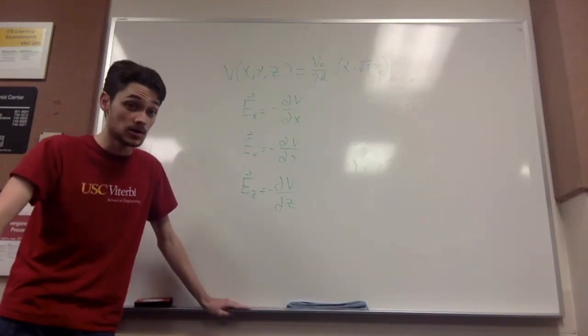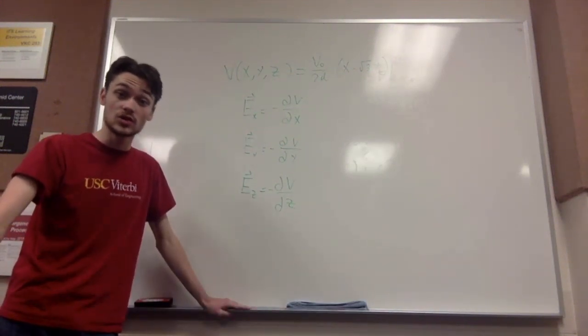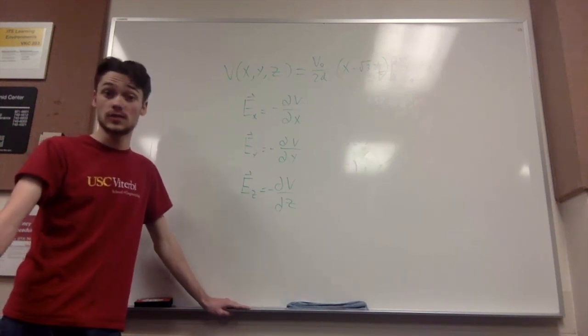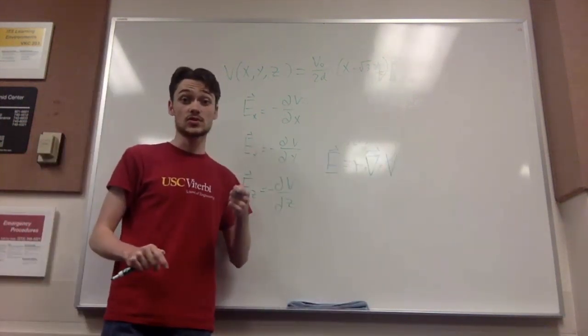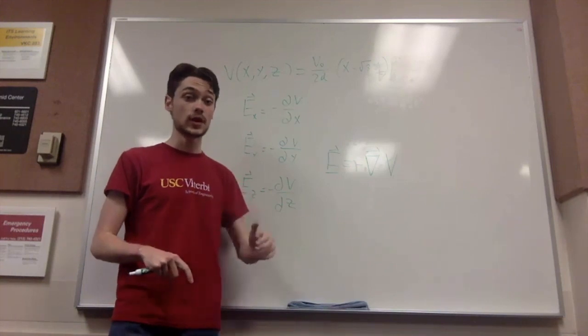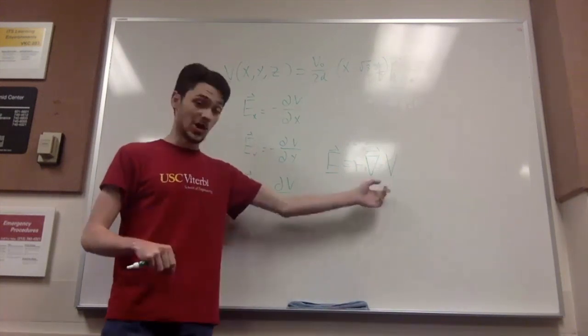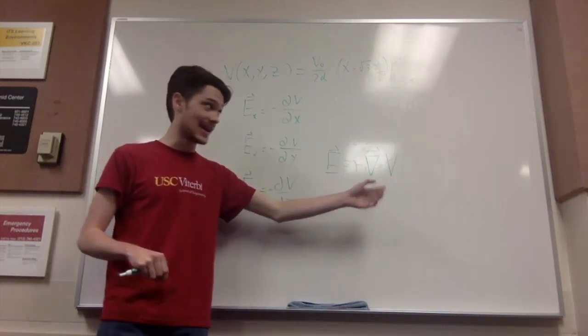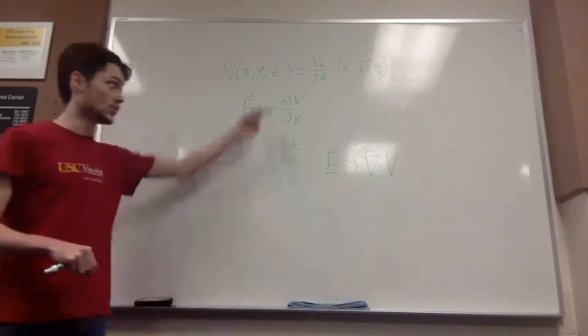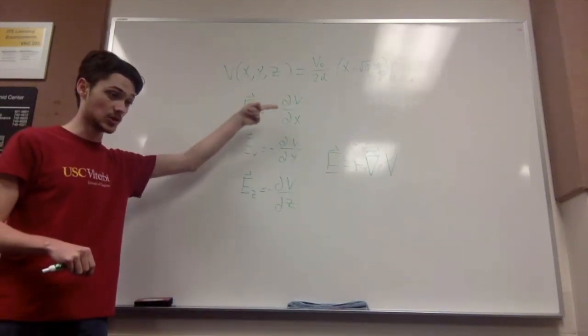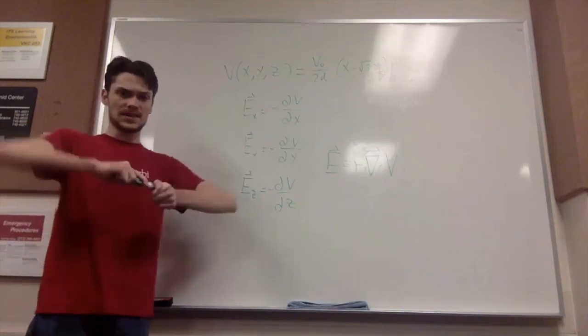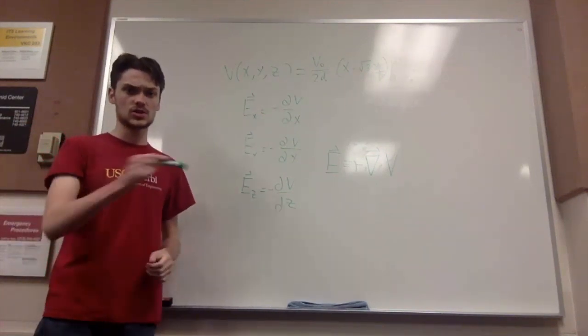If we add up all of these vectors, then we are going to get a total electric field vector. We say that the electric field is equal to the negative gradient vector times V. All this is saying is that the electric field is equal to the sum of all of these negative partial derivatives. Okay, I think that sets me up pretty good for lecture tomorrow.